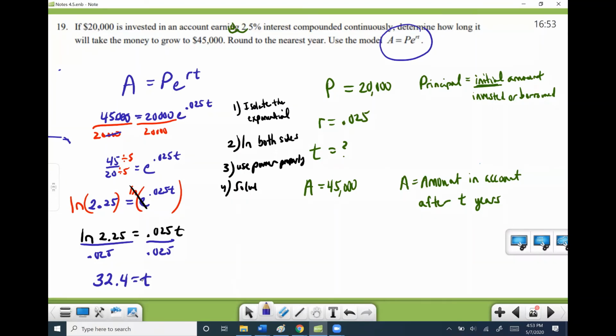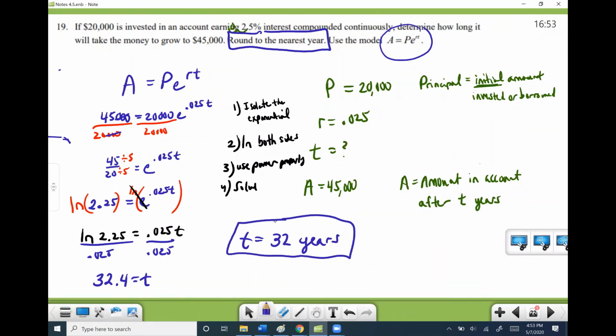Yep. Okay, now I read the directions. It says round to the nearest year. So we would say that it's going to take 32 years. Oh, that's way too long. Not for you guys. Too long for me though. I'll be too old to enjoy that.